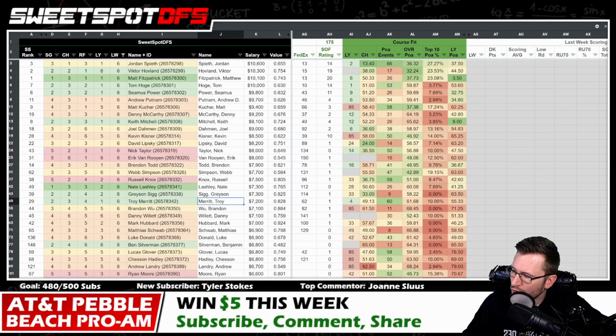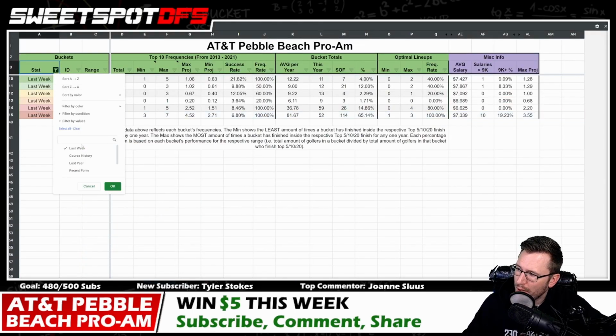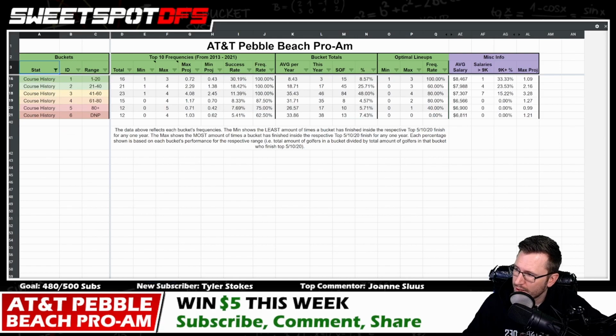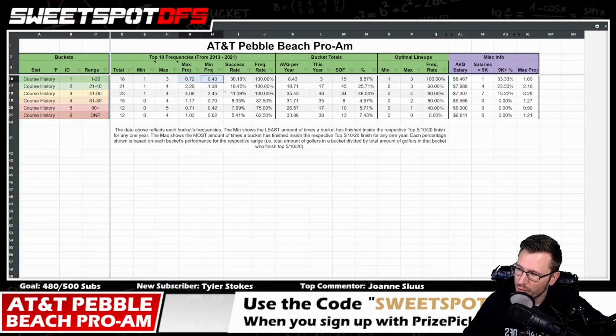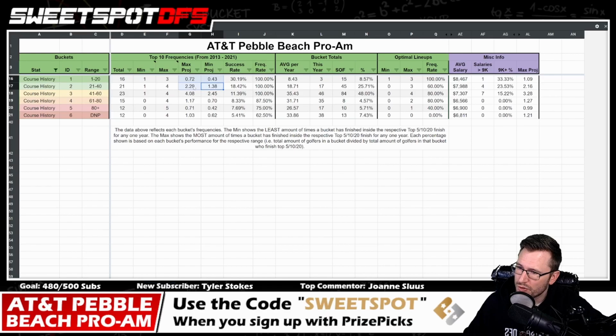All right, moving on. We go from our last week buckets to our course history buckets. And this actually changed. This is different. I was going to say almost every single week we see 1 to 3 from these middle buckets, but we don't. We have 0 to 2 course history 1s, 1 to 3 course history 2s, 2 to 5 course history 3s, 0 to 2 course history 4s, and then basically 0 to 2 for the other 2 as well.